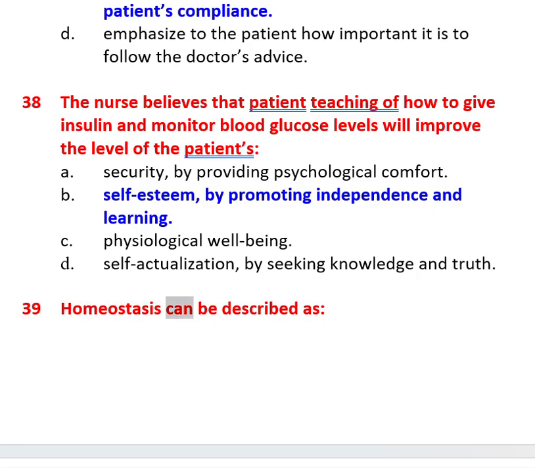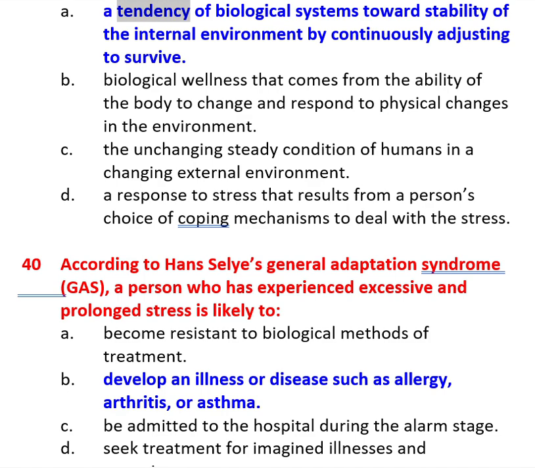39. Homeostasis can be described as a tendency of biological systems toward stability of the internal environment by continuously adjusting to survive. Biological wellness that comes from the ability of the body to change and respond to physical changes in the environment. The unchanging, steady condition of humans in a changing external environment. A response to stress that results from a person's choice of coping mechanisms to deal with the stress.